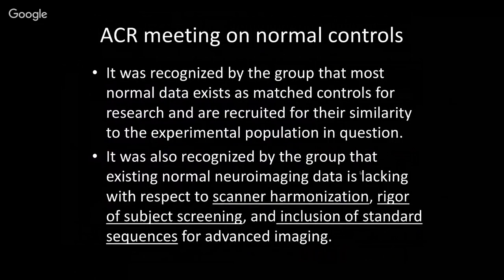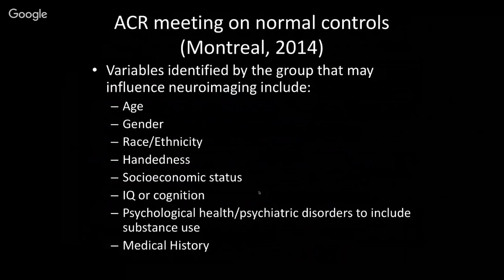Now, one of the important components that emerged from the consensus opinions of this meeting was that most normal data currently exists as matched controls for research, and they're recruited for their similarity to experimental populations and questions. It was also recognized by the group that existing normal neuroimaging data in other databases is lacking when it comes to scanner harmonization, rigor of subject screening, and inclusion of standard sequences for advanced imaging.